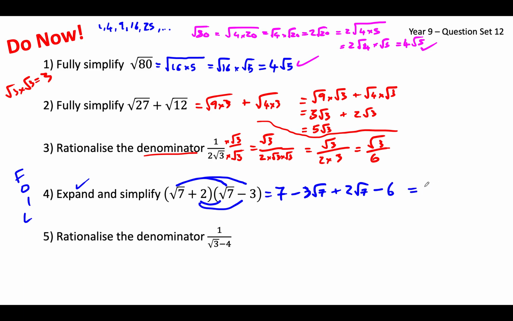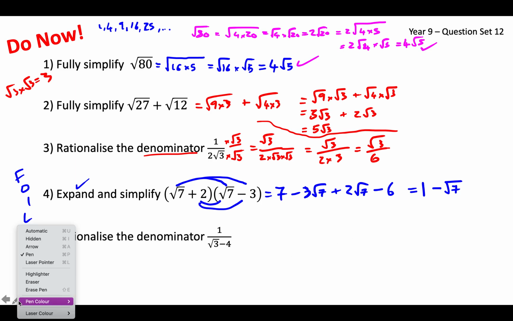And let's tidy up. 7 take away 6 is 1. Negative 3 lots of root 7 plus 2 lots of root 7 is a difference of negative 1 root 7. But we don't write the 1, just like algebra. We don't put 1 root 7, we just put root 7. So it simplifies to 1 take away root 7.